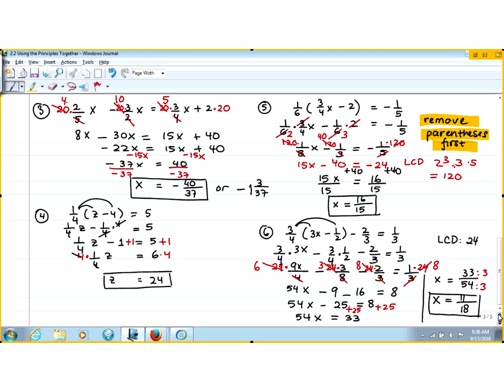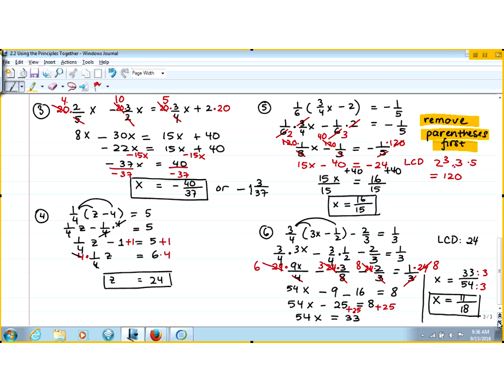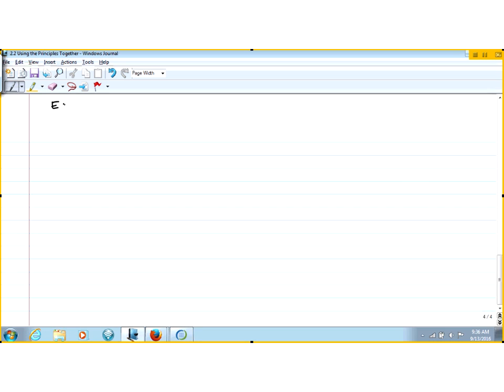Okay. So let's talk about the decimal. So this is fractions. Okay. So now the next one is decimal. So equations containing decimal. Okay, so number one. What do we do to clear the decimal? By the powers of ten, right? Depending on the number of decimals.